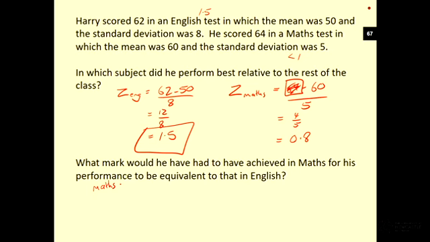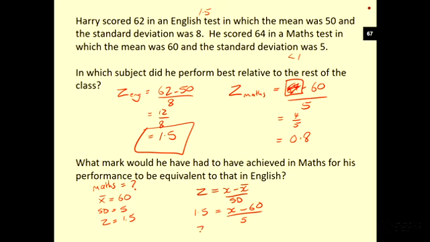maths mark equals, I don't know, but I still know the maths mean was 60. I know the maths standard deviation was 5. And I know that I want him to get a Z-score of 1.5, so he's performed just as well as he did in English. That all just goes in the formula. Z equals x minus x bar over the standard deviation. Z-score of 1.5 equals I don't know score minus a mean of 60 over a standard deviation of 5. And then multiply both sides by 5.